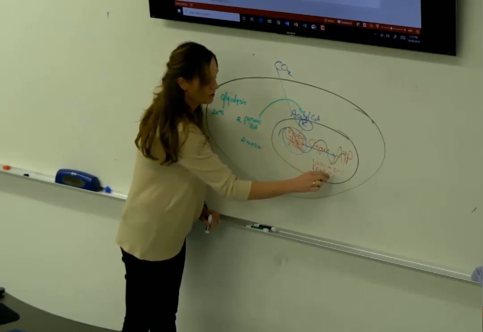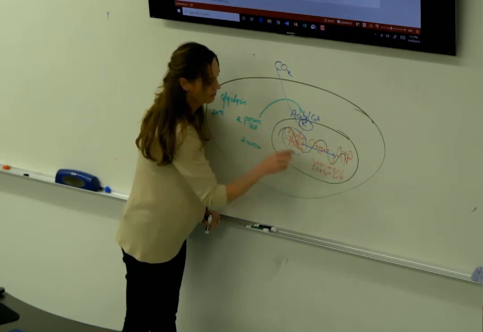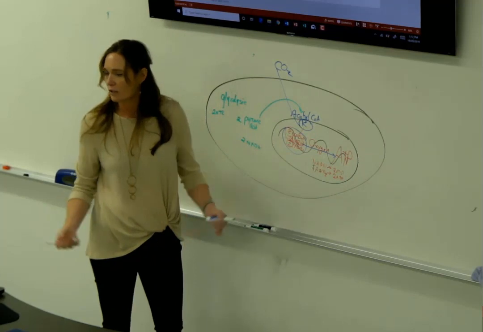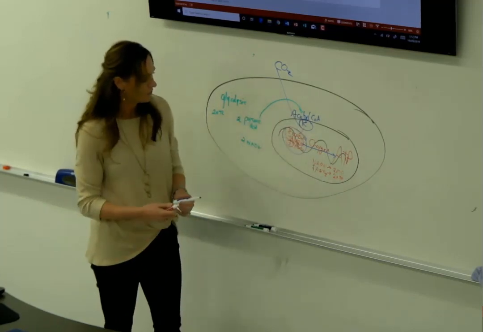For FADH2, we're going to get 2 ATP. We get 2 of them right here, so that's 4. That's our 34. No, we have 2 here if you want to go through.